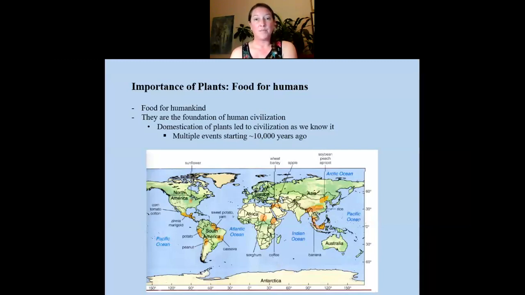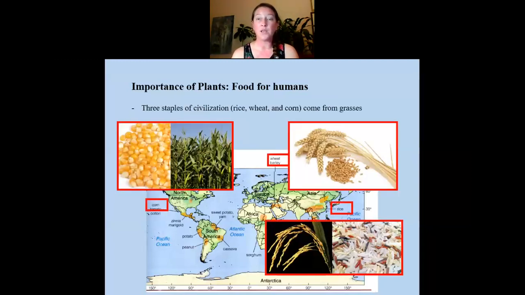As I mentioned, plants are the basis of the terrestrial food chain. Terrestrial just means on Earth, not in the water. It just means on the ground, land. And so humans in particular have really used plants to build civilization. We wouldn't have civilizations as we know it were it not for the domestication of plants. There were multiple events. This map shows you some of the events of humans domesticating plants to be able to cultivate them to eat. And we'll highlight a few here.